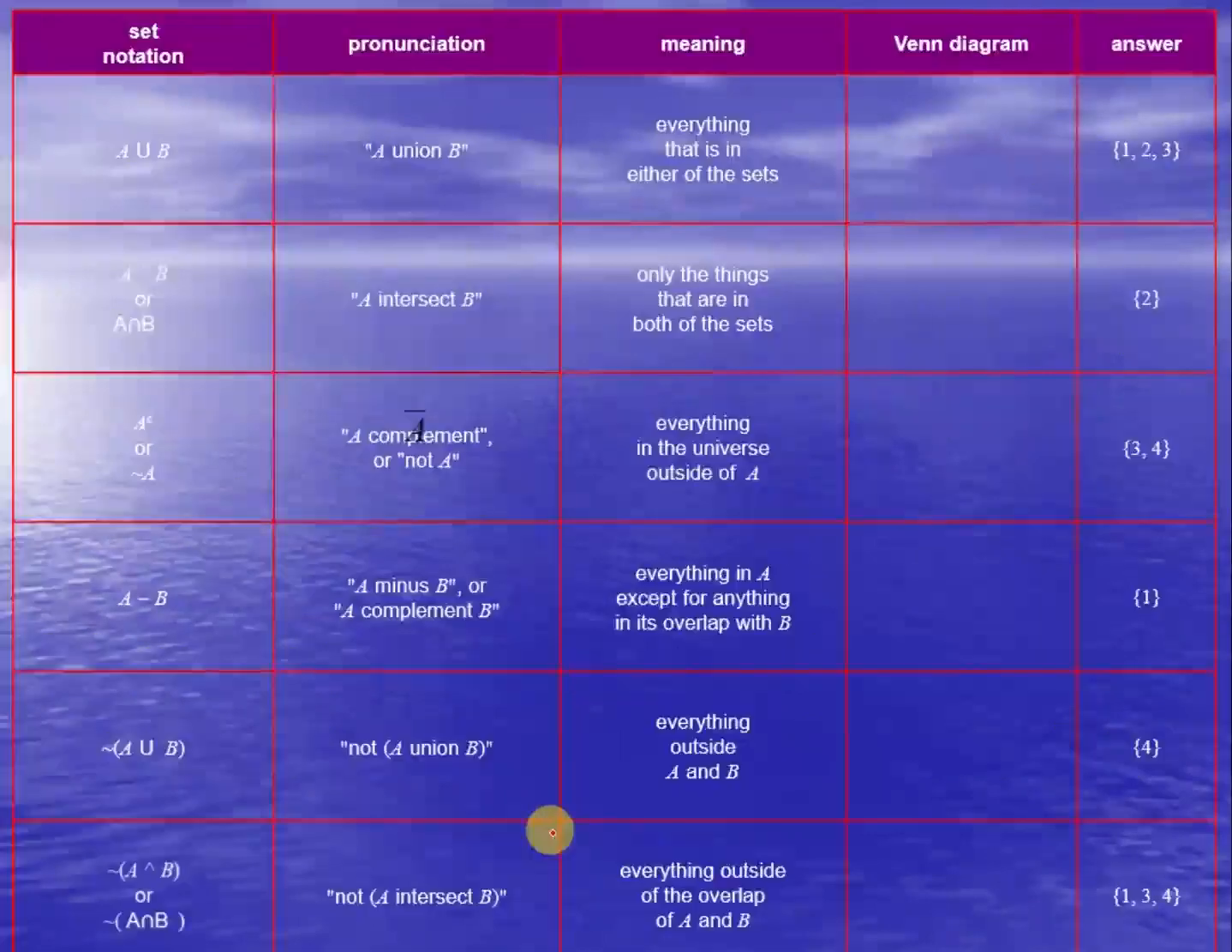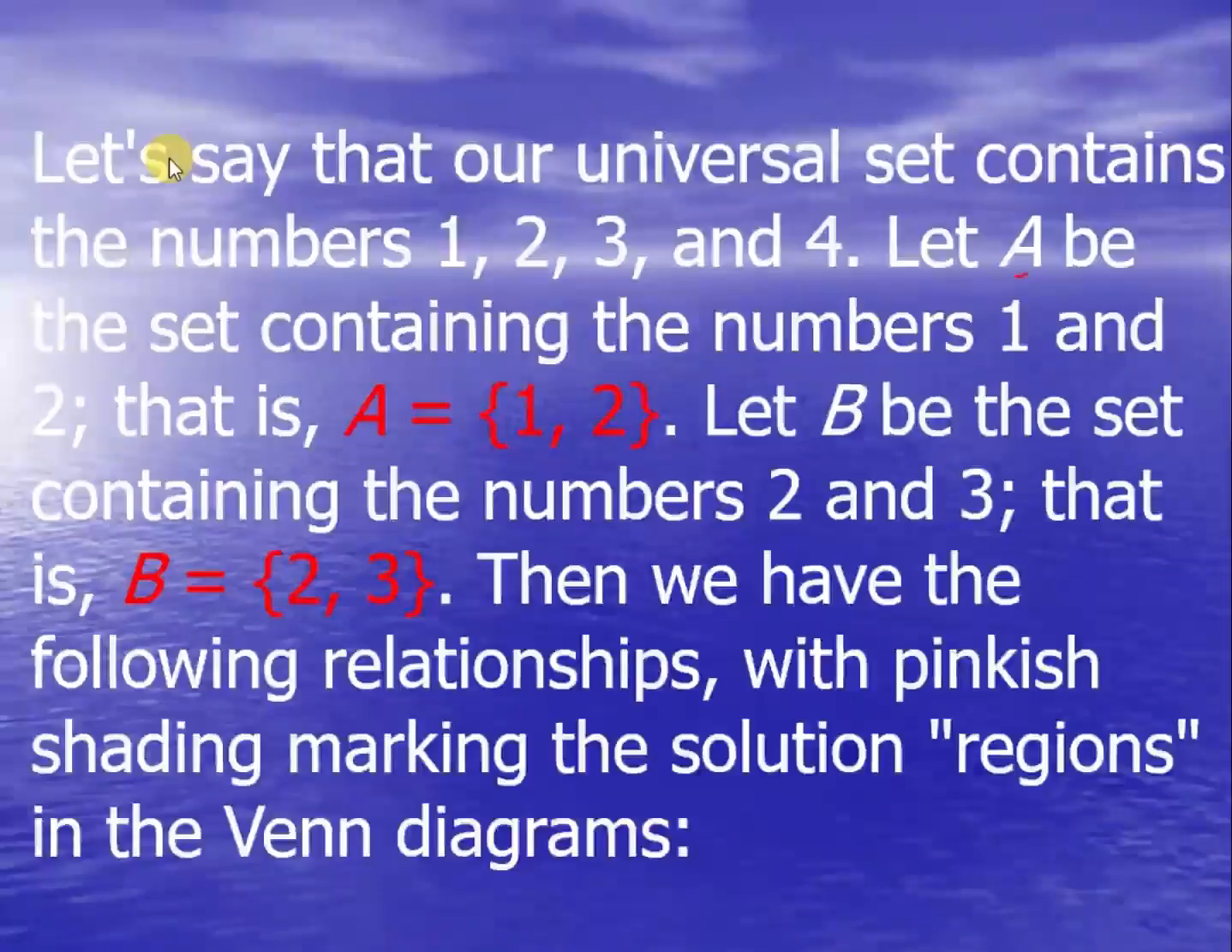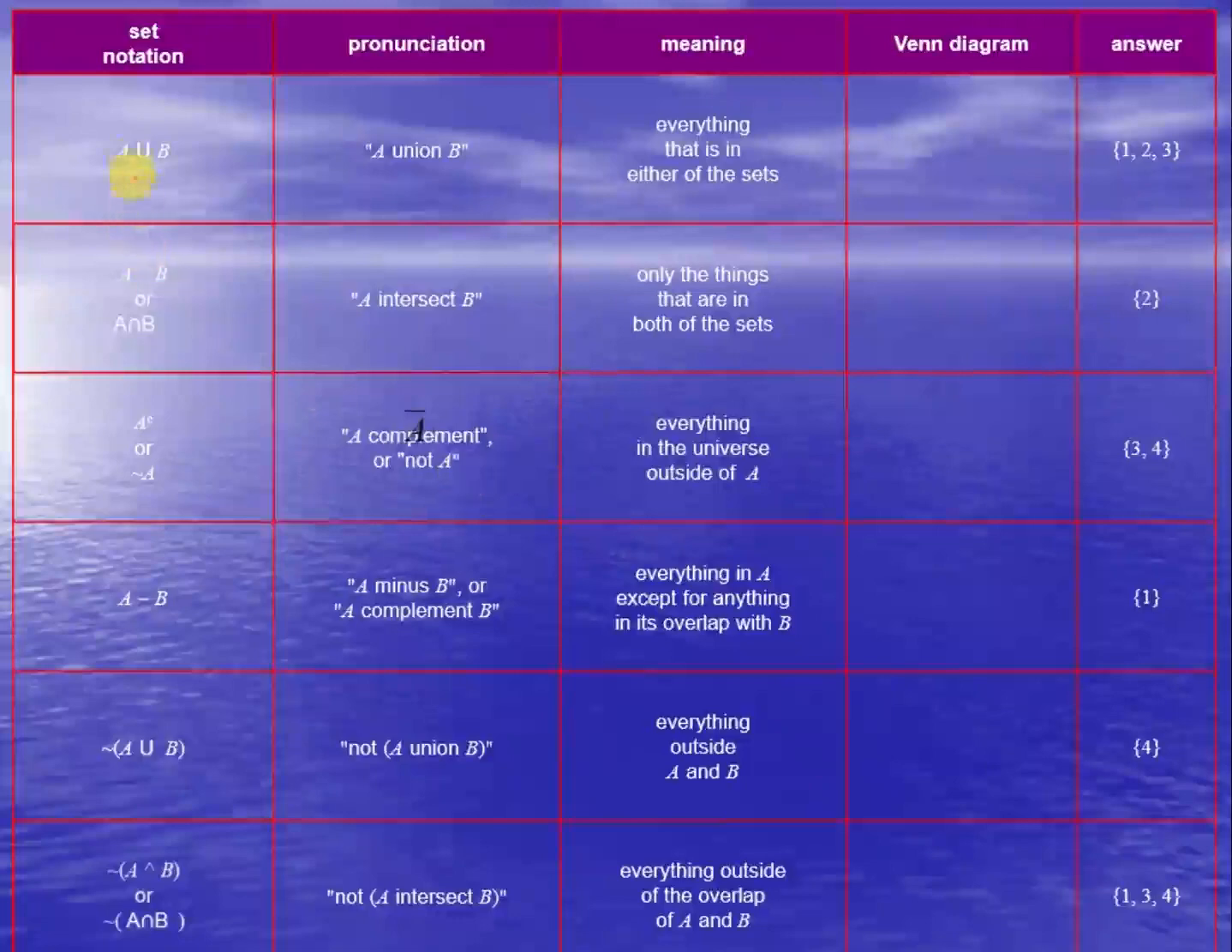Now the first thing we want to look at is A union B. Remember, A's values were 1, 2, and B is 2, 3. The union means you put together, so 1, 2, and then 3. When you are using the union and a number repeats, like 2 and 2 here, you don't repeat it, you write it only once. This symbol means union, so A union B, that's how you pronounce it. It means everything that is in either of the sets A and B.